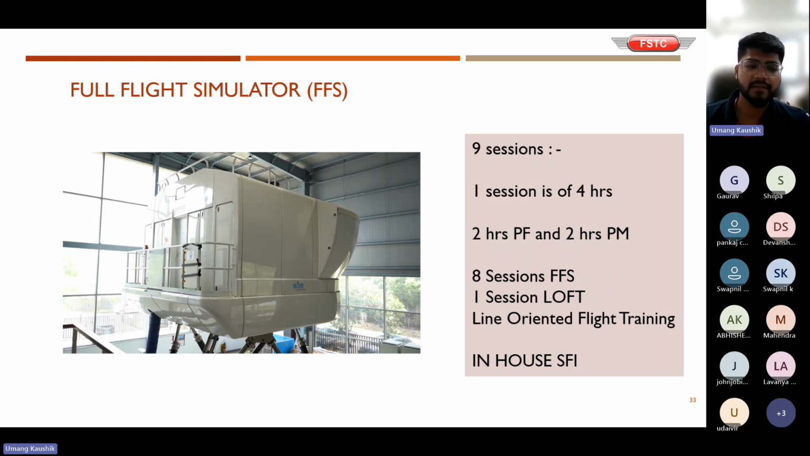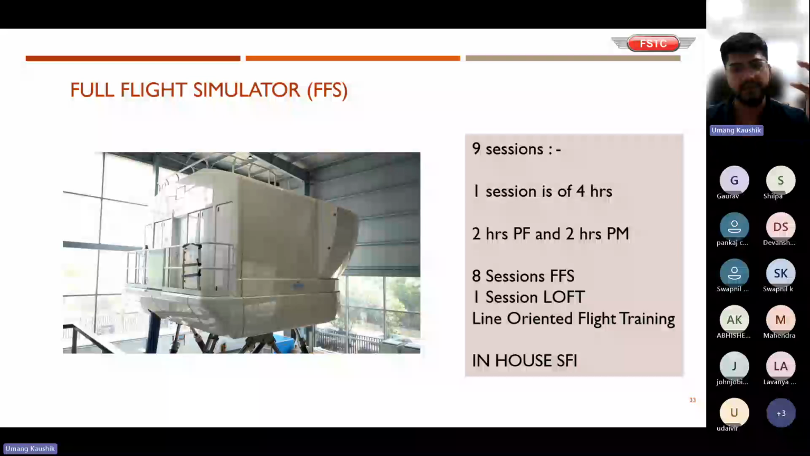So 9 sessions. One session is of 4 hours each, 2 hours pilot flying, 2 hours pilot monitoring: 8 sessions of full flight simulator and 1 session of LOFT. We also have LOFT of 4 hours. DGCA requirement was 2 hours, we provided 4 hours, right? And in-house SFI, as I told you.